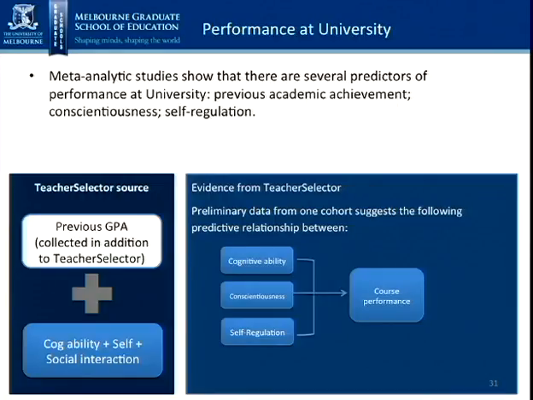But what we've found in terms of the evidence from our tool is that we've been able to replicate previous research. So conscientiousness, self-regulation and cognitive ability have come up as important predictors of course performance in one of our cohorts. So our work is supporting the research that's out there already. And also to note that, just building on Larissa's point around not one particular selection method working, it's coming from a couple of different areas in the tool.